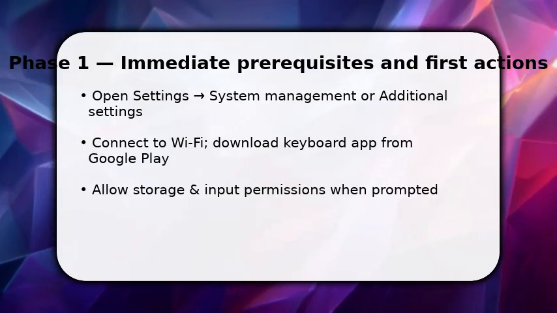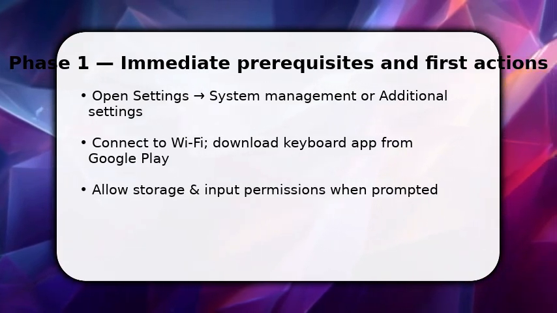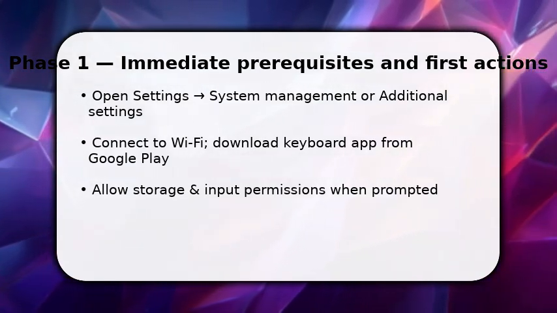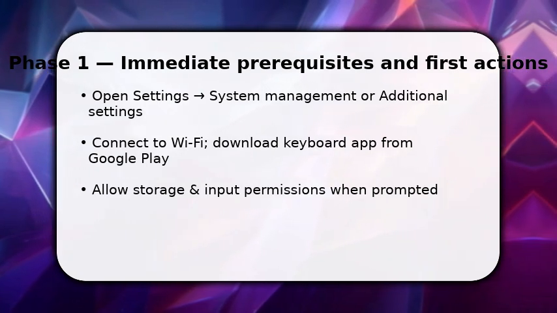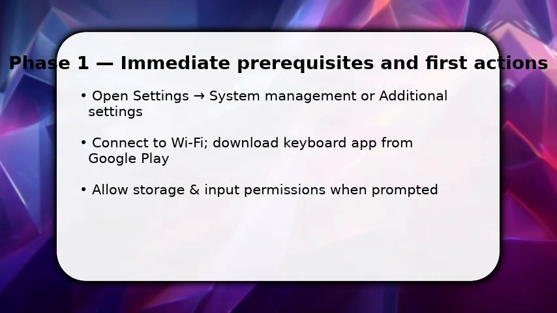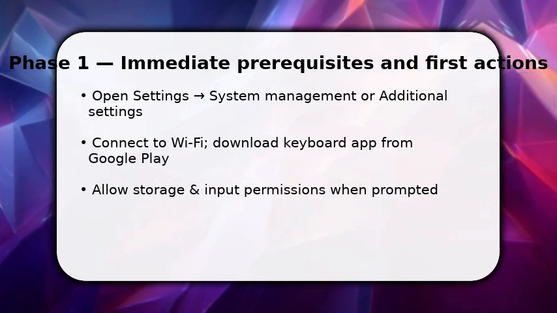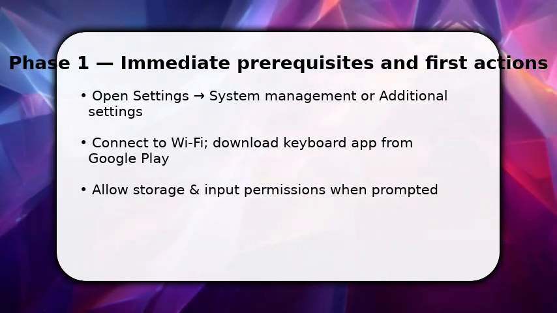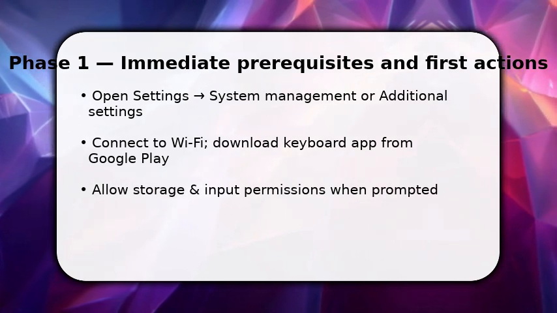You begin by getting the keyboard app onto your Vivo. First, open Settings and go straight to Additional Settings or System Management. You need access to language and input. Next, open Google Play and install the keyboard you prefer: Gboard, SwiftKey, or a third-party option.